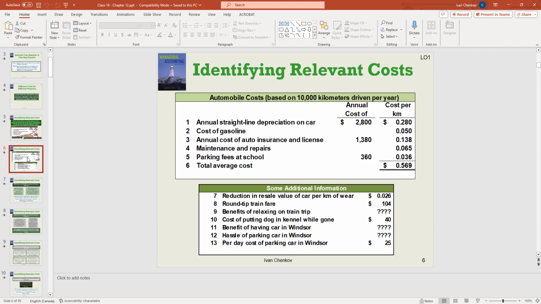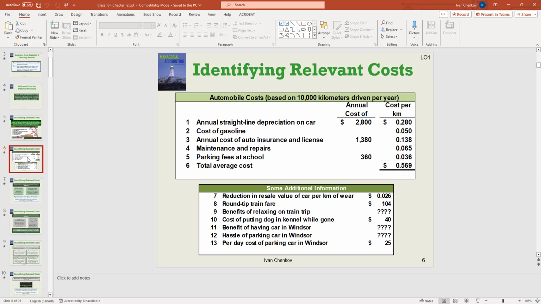We haven't paid it yet because we haven't made a choice. But regardless of what we choose to do, we have to pay the $40 per day for that dog, whether we go with the train or the car. So for that reason, since it doesn't change between alternatives, we eliminate it. Benefits of having the car, definitely a benefit. Hassle of parking the car, definitely a hassle to park. But can we measure it? No. For that reason, we're going to disregard those.